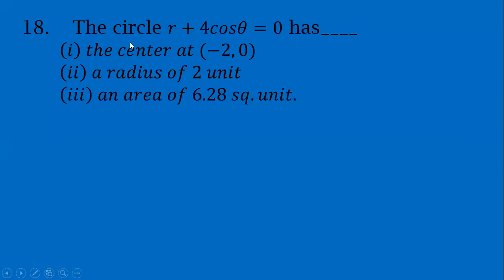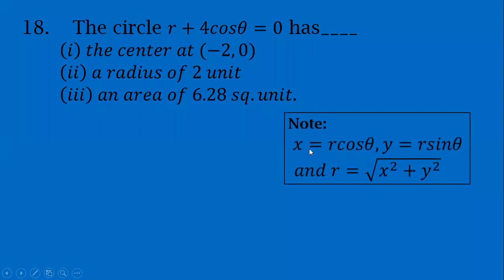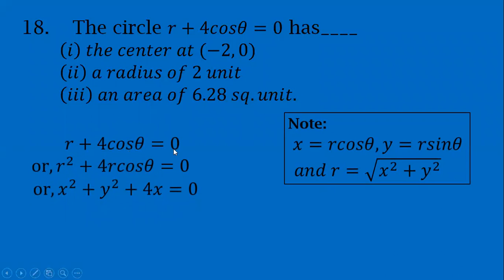Next question. The circle r + 4 cos theta = 0 has center (-2, 0), radius 2, and area 6.28. We have to verify these three answers. Okay, this is polar form, and we know the relation. So from the given circle, we get x² + y² + 4x = 0, as r cos theta is equal to x. So this is the equation of the circle.